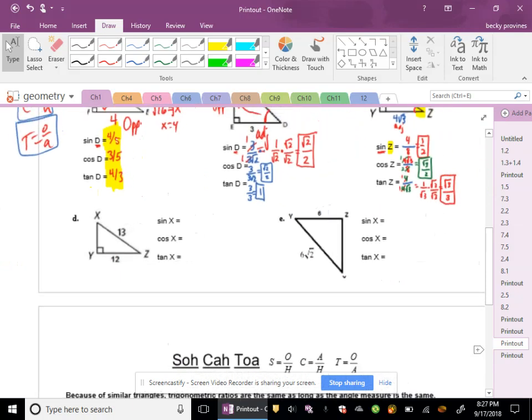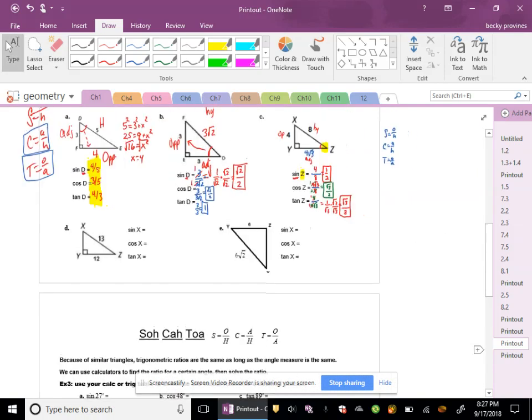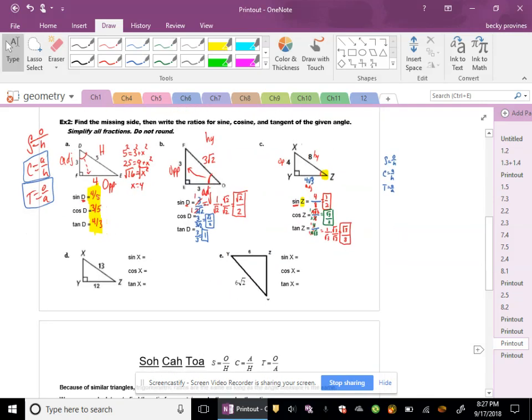All right, now, for time's sake, I'm going to skip D and E. If you have these on your notes, you need to try to go ahead and fill them out, and I'd be happy to look at them. You are going to have to use Pythagorean to find these missing side lengths before you begin.